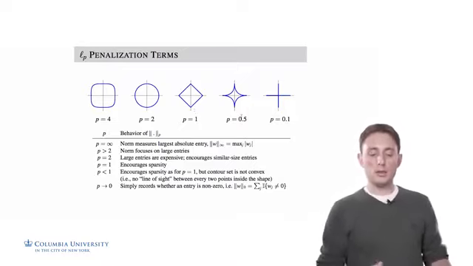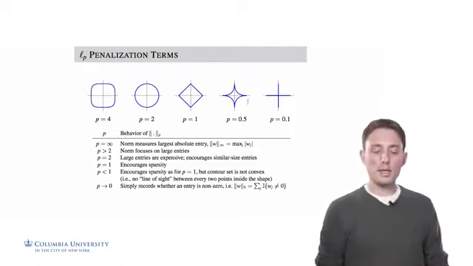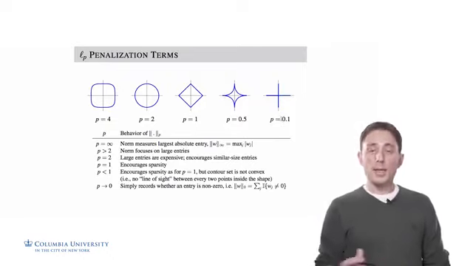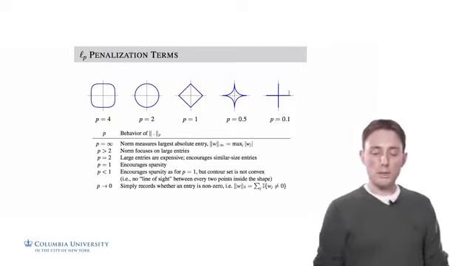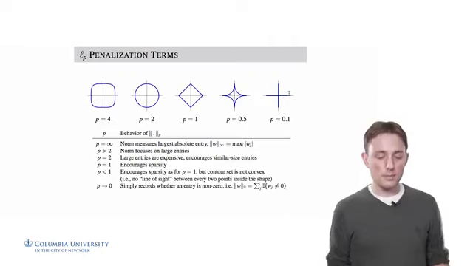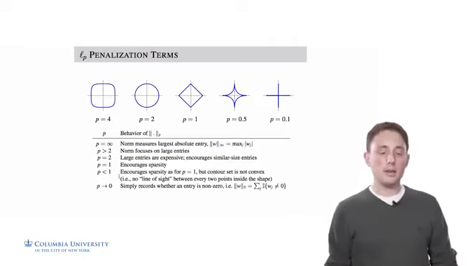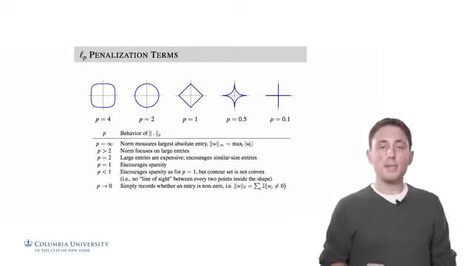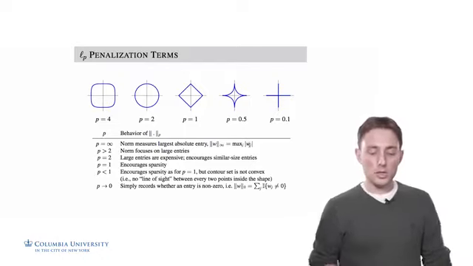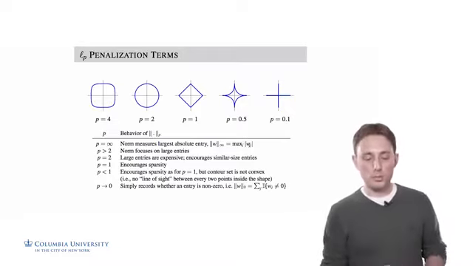Then as P shrinks from 1 to 0, we get this sort of inverted penalty, where it starts shrinking to the point where, in the limit as P goes to 0, we simply pay a penalty, a price, if a coefficient is non-zero or not. And that's summarized here. The L infinity norm simply penalizes the max value of W. So it'll just say minimize the maximum value of W.